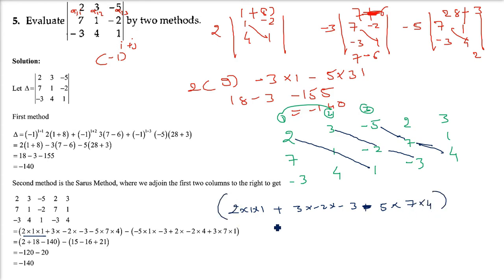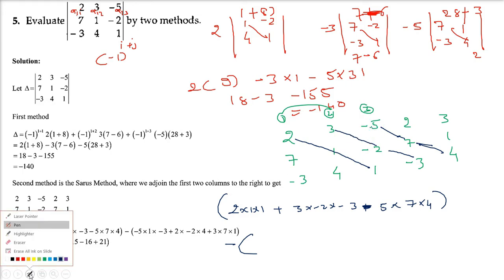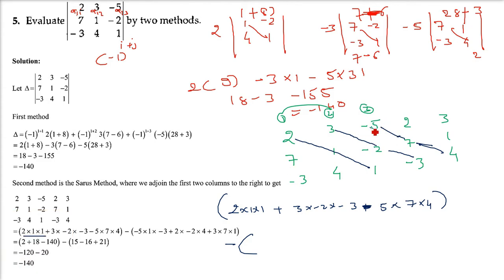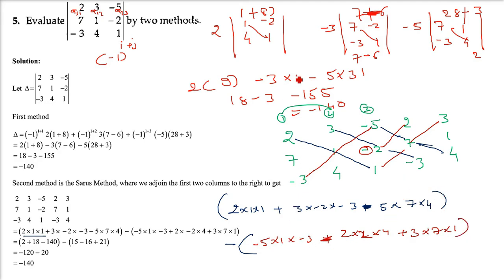Okay, all of these, then subtract it from the opposite direction, the line in the opposite direction. That is, see what we have to do is, this is minus 5 into 1 into minus 3, plus 2 into minus 2 into 4. I'm just making it negative because my negative 2 is there. So 2 into 2 into 4, and then 3 into 7 into 1, right? When you compute this, it's going to come as negative 140.